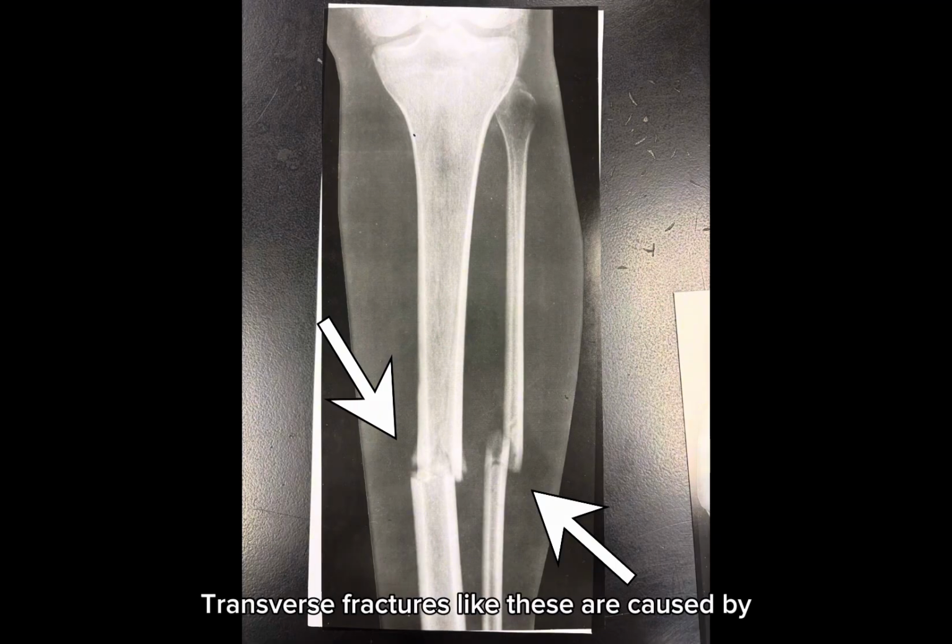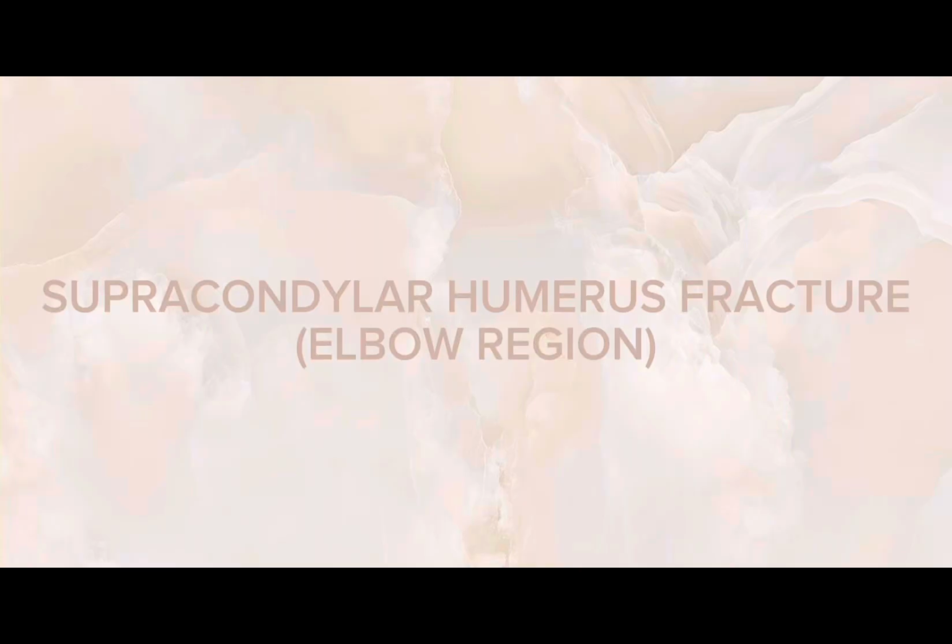Tibia and fibula fractures. Transverse fractures like these are caused by direct strikes to the leg, often in auto accidents. Many of these fractures can be treated with casts, but some require surgical treatment with either rods or plates and screws.